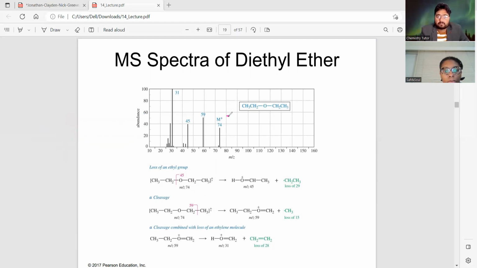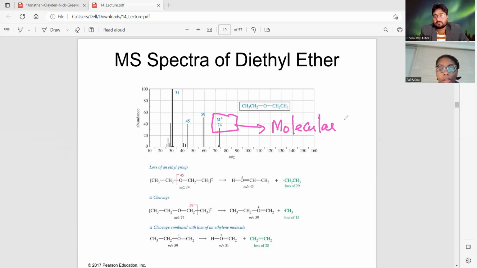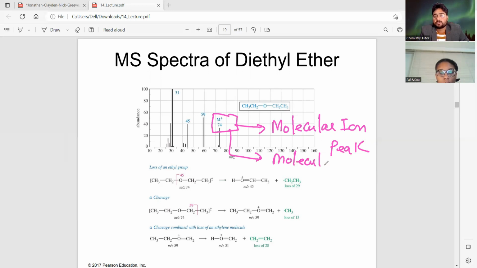So the peak which appears at 74, what is this peak called? It is the first peak, the molecular ion peak. This peak gives information about the molecular weight of this unknown compound. So the molecular weight of this compound, diethyl ether, is 74.